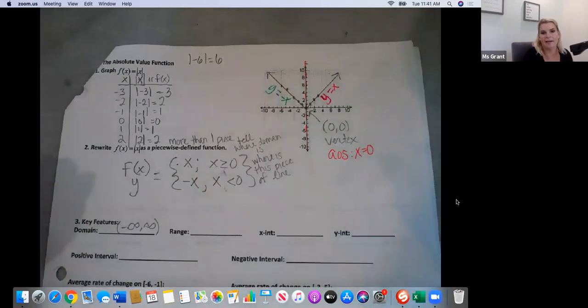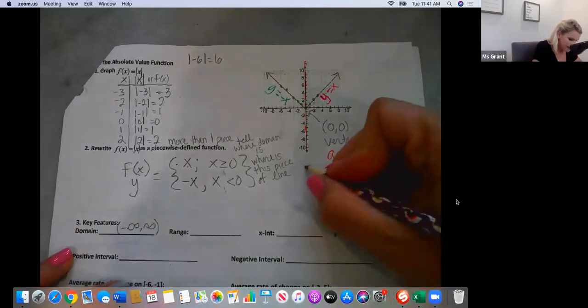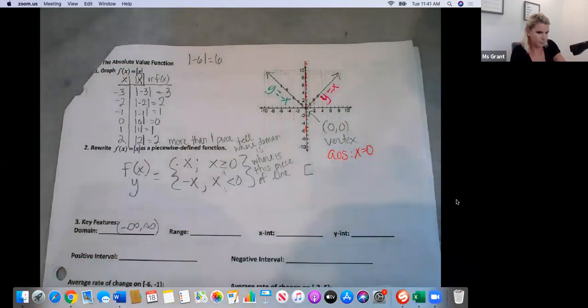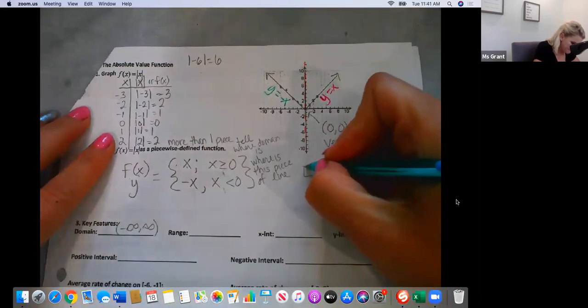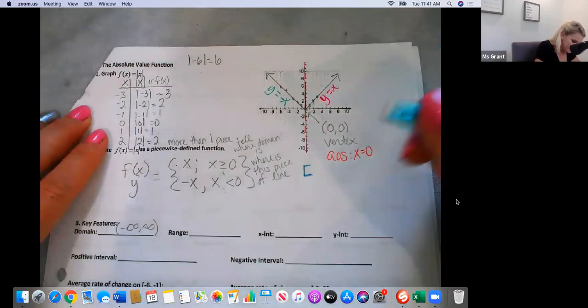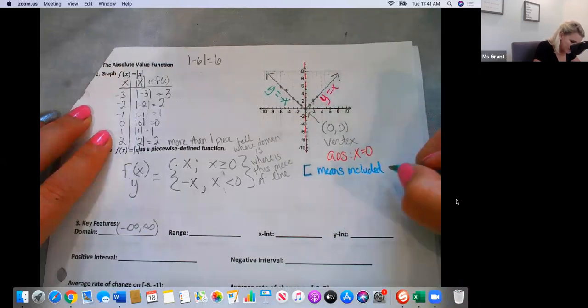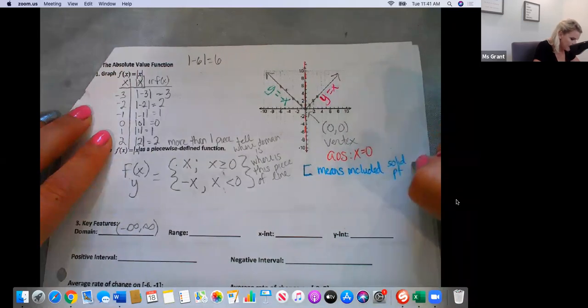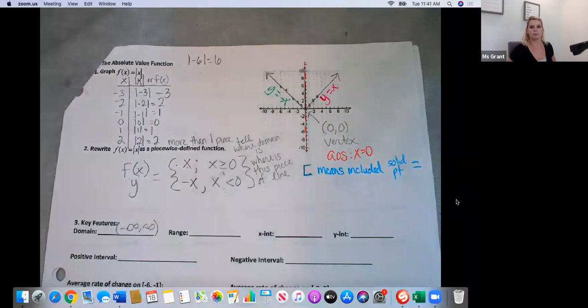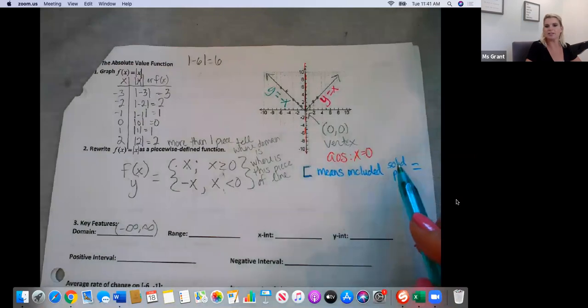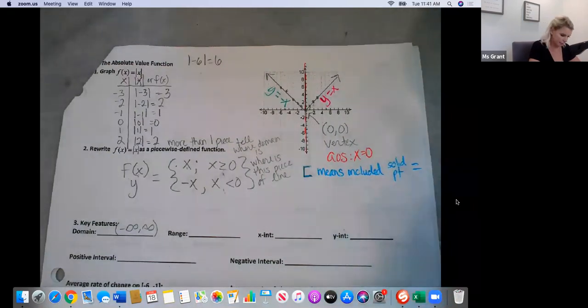I have a new piece of notation to teach you. Here we go. A bracket, let me do it in a different color so you can really see it. A bracket means it's included, and that would be like a solid point. I use brackets a lot of times when I'm talking about equal signs. A bracket means included. I'm going to have a solid point and I would also have an equal sign.